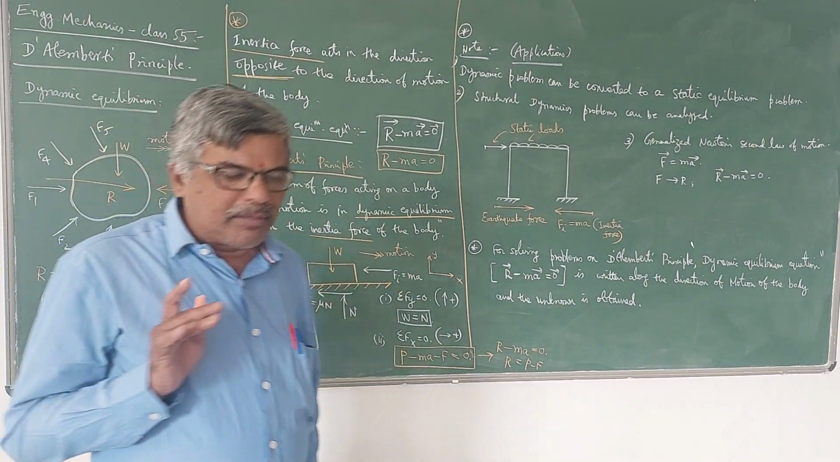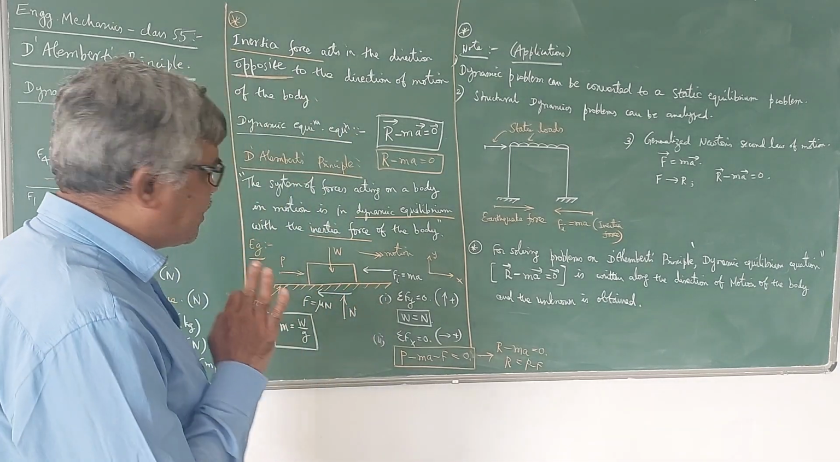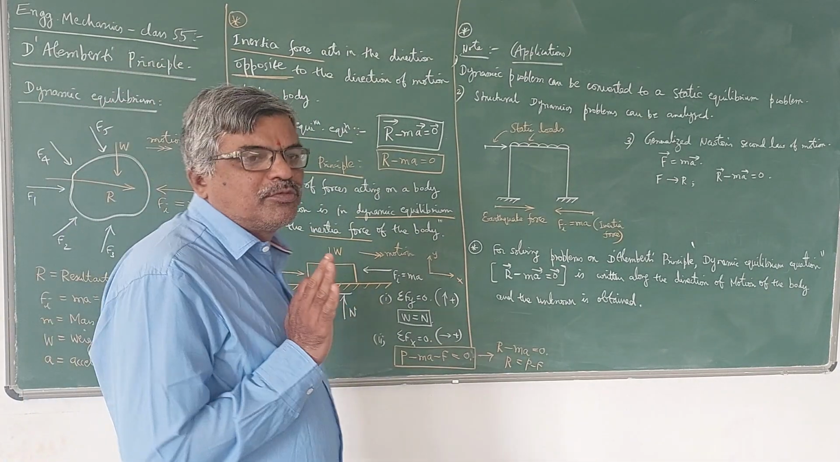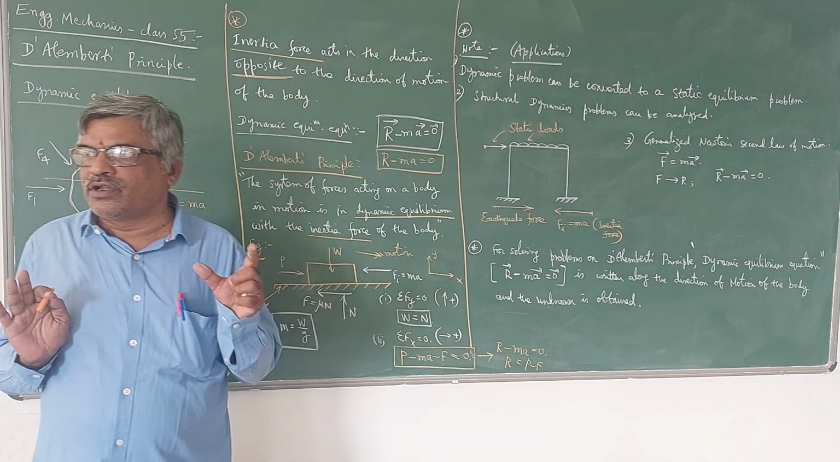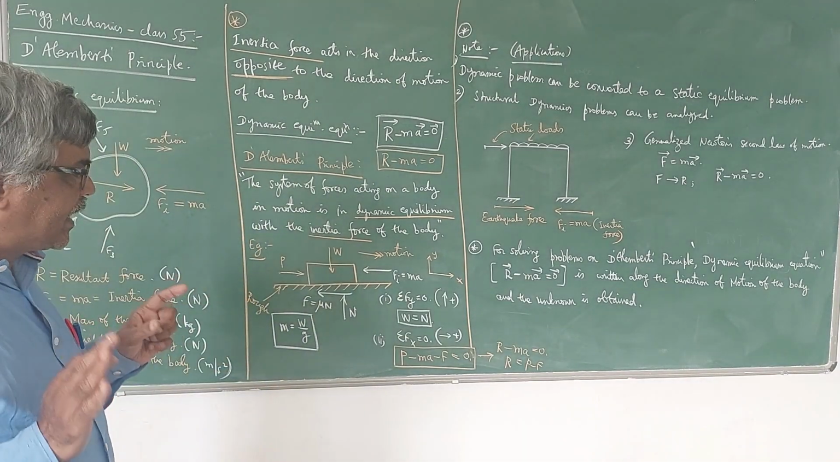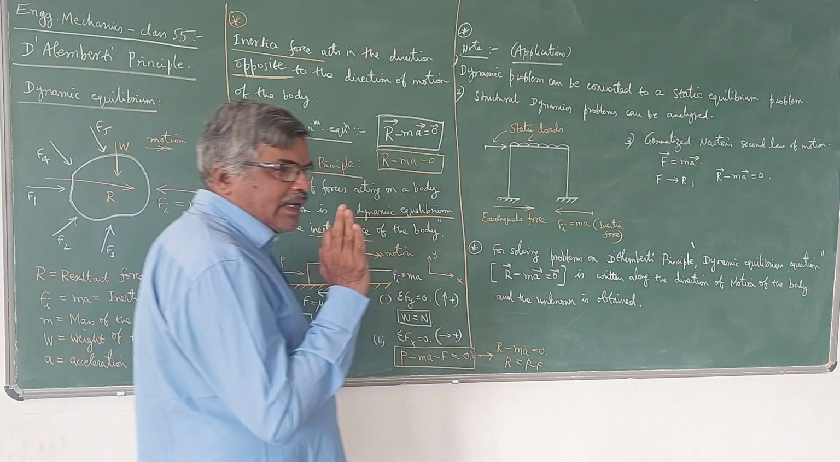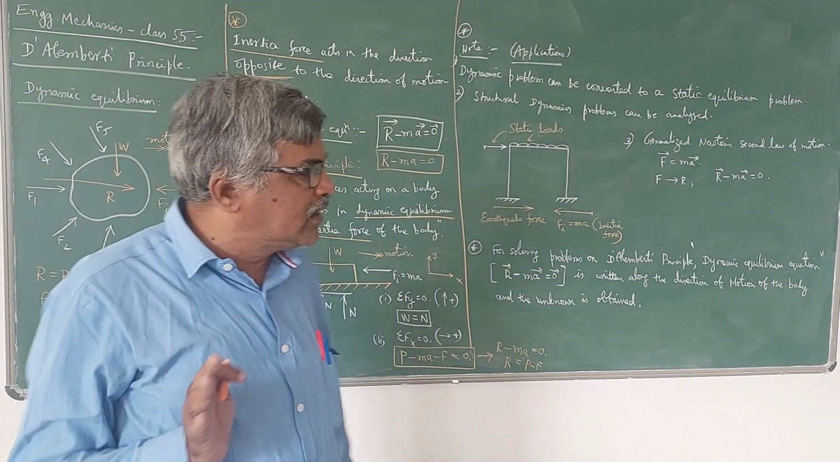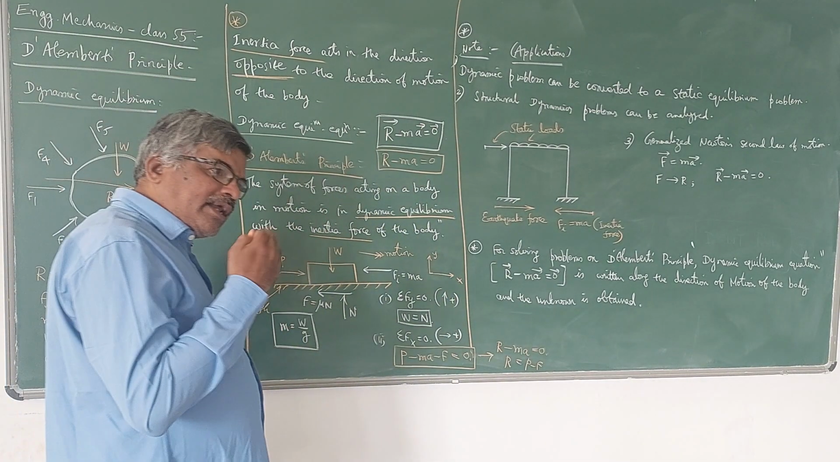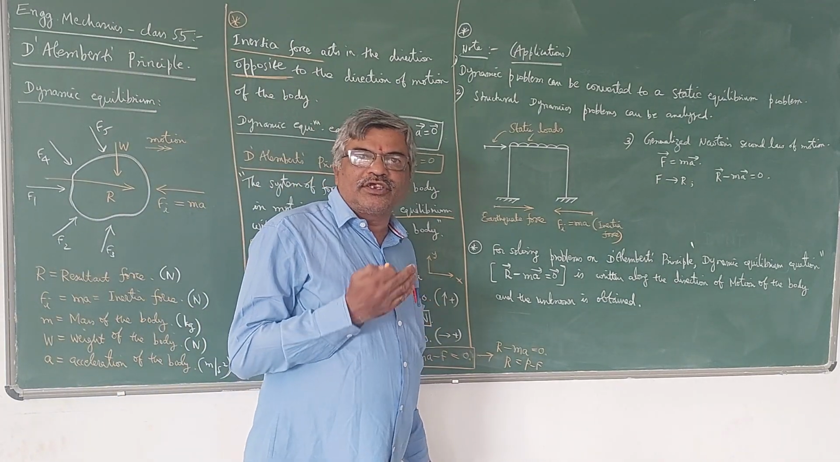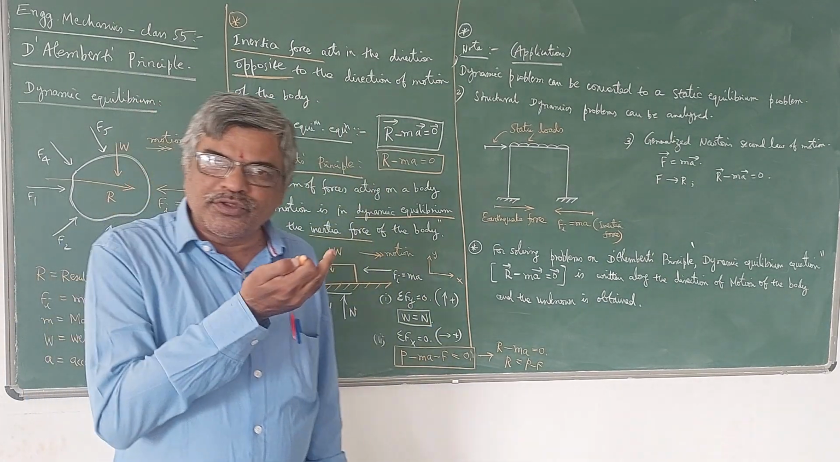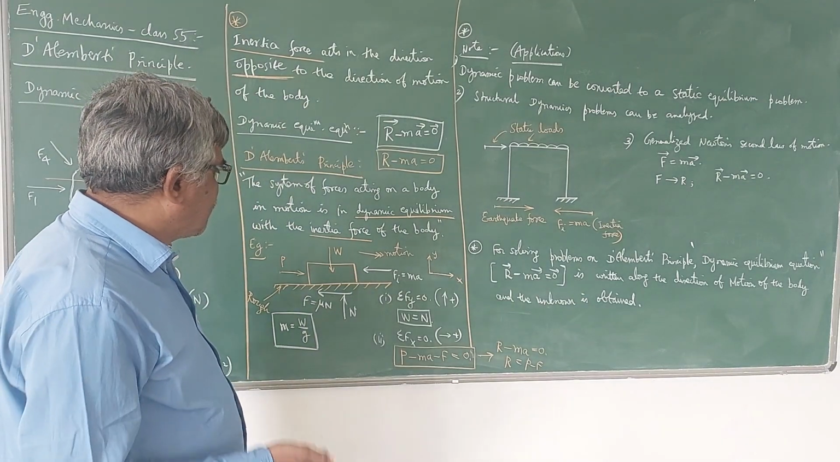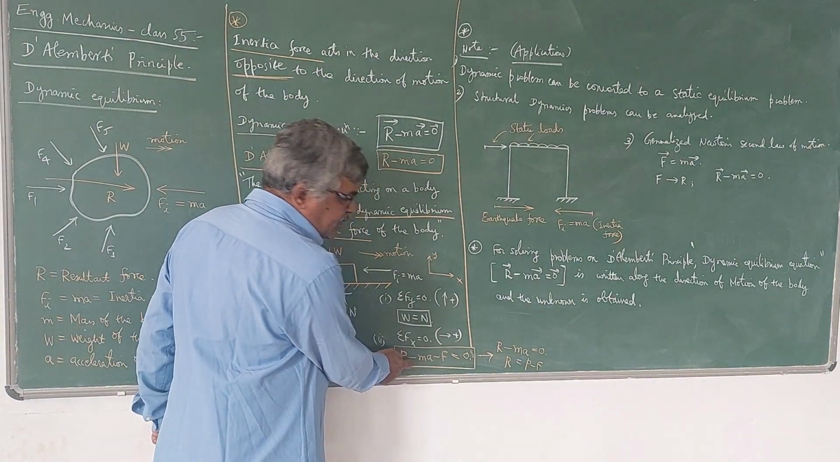Anyway, one thing you have to keep in mind is that when you are writing the D'Alembert principle, the acceleration term should be there. Inertia force, you have to consider m into a. So whatever forces are acting in the direction of motion, that is your resultant R, and minus Ma represents the inertia force acting in the opposite direction of R. So this is your D'Alembert principle equation.